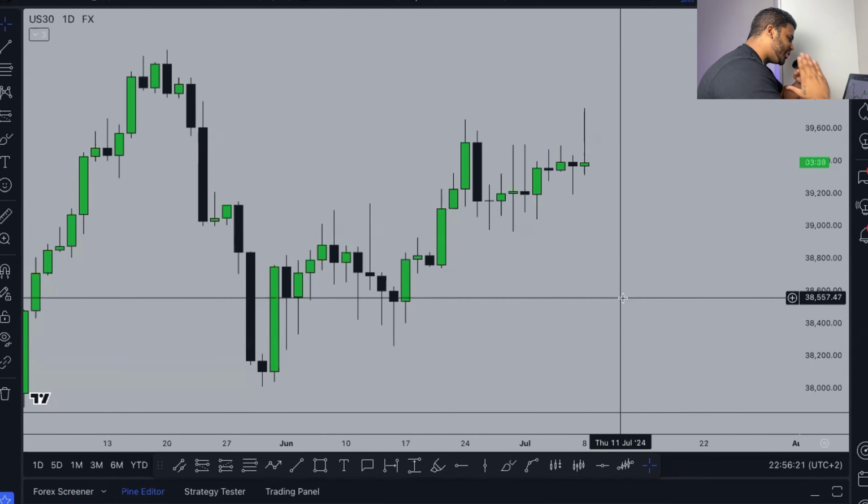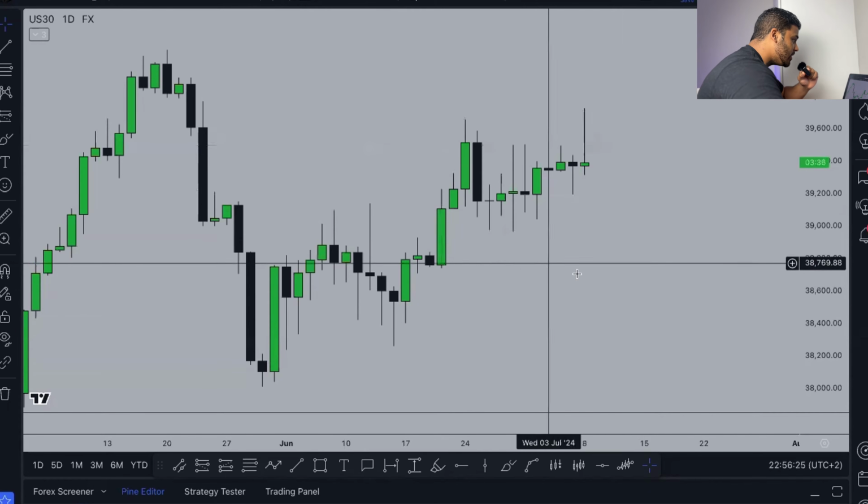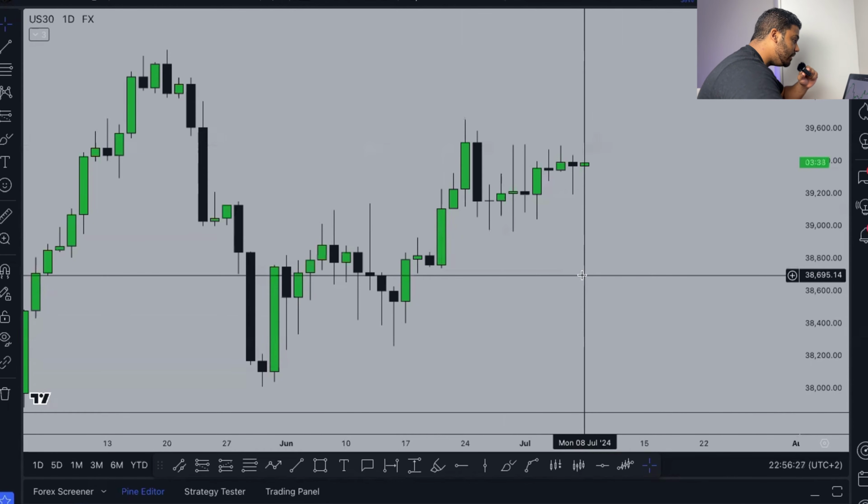Traders, now that we're at the chart, I'm gonna explain to you guys exactly like I said how to read these candlesticks so that you guys can start hitting more take profits.